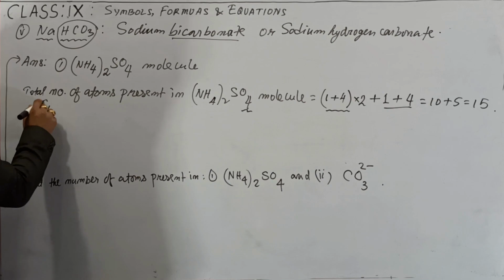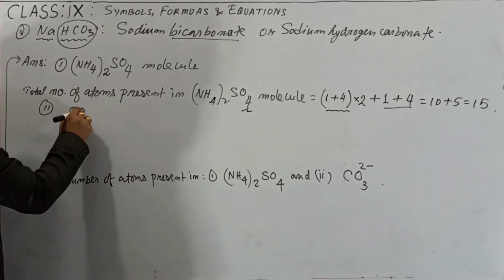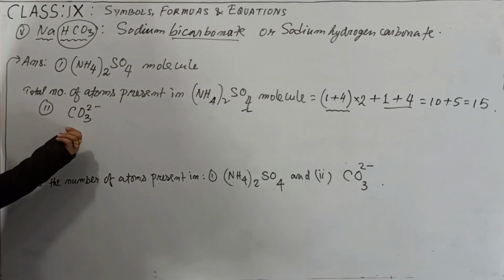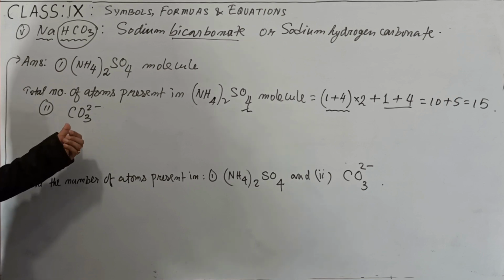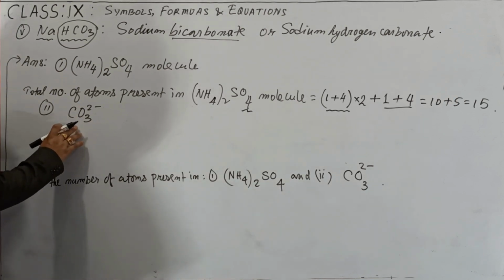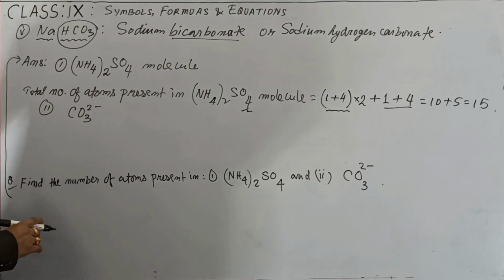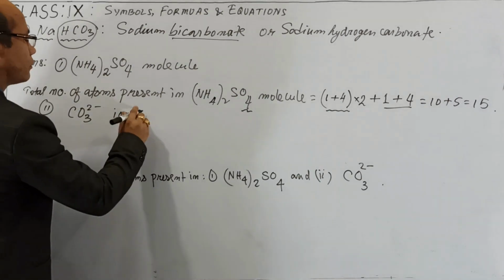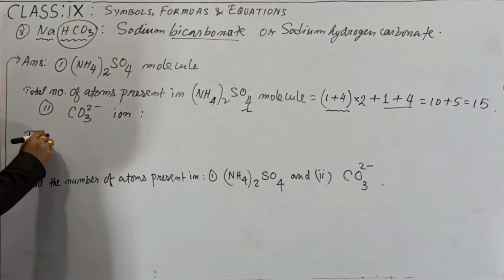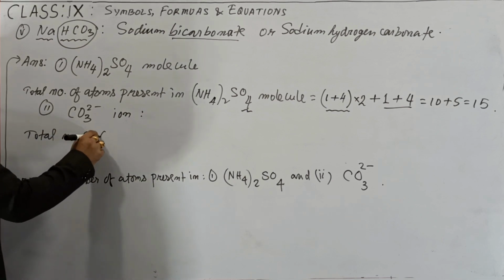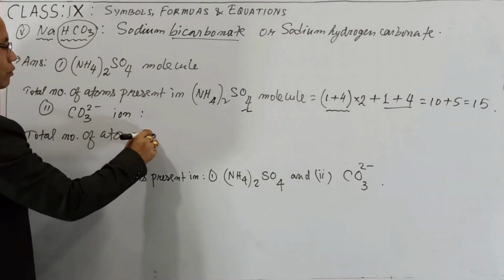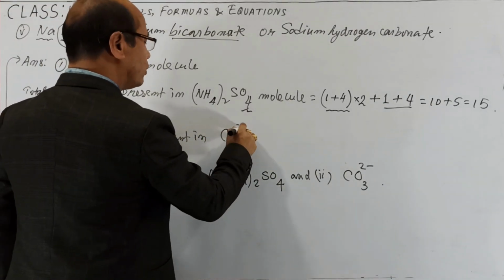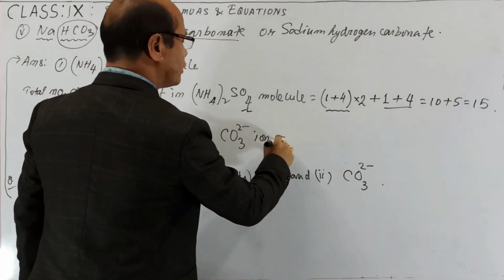Then let us see the next one, the second one. What is that second one? CO3 with 2 negative charge. What is this? Is it an atom or a molecule or an ion? This is not an atom, this is not a molecule, but it is a polyatomic ion. So you can write here ion. Total number of atoms present in CO3 2 negative charge ion is equal to.